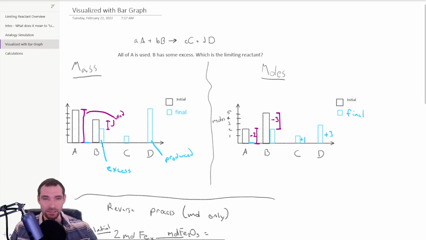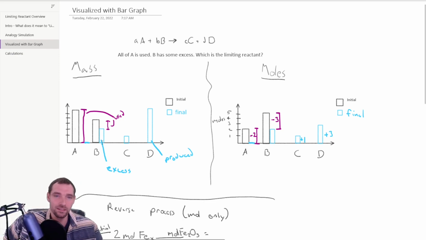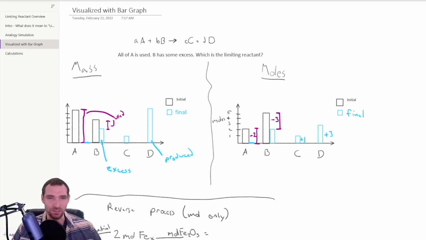There's a little bit of B left over. We can call that the excess. Oftentimes people will ask how much excess of the second reactant we have, and I just wanted to help you visualize what we're looking for in that regard. In this case, all of A has been used, a little bit of B has been used, but not all of it. So there's some excess. And then there's some amount of product that's produced.